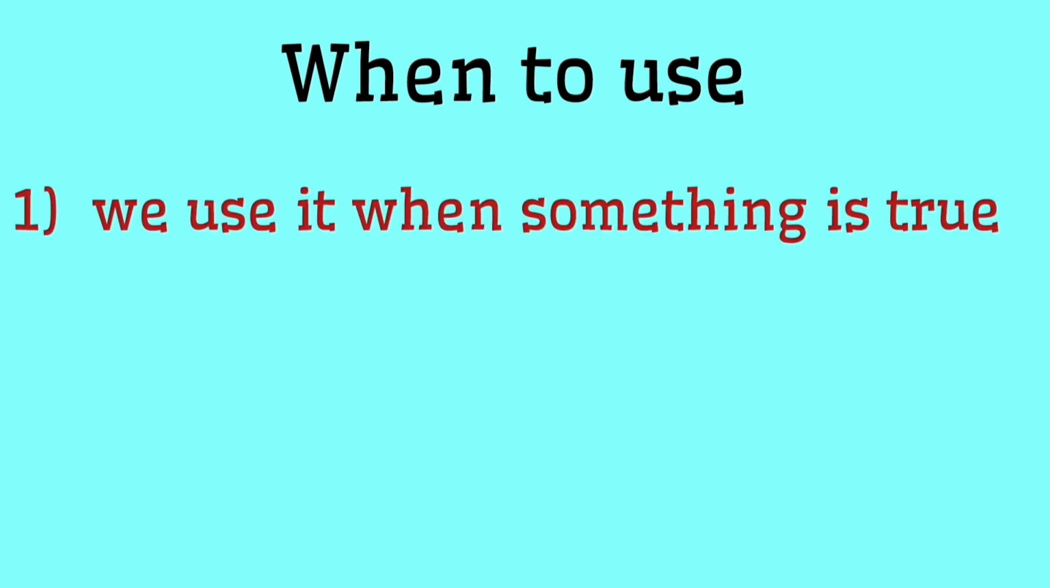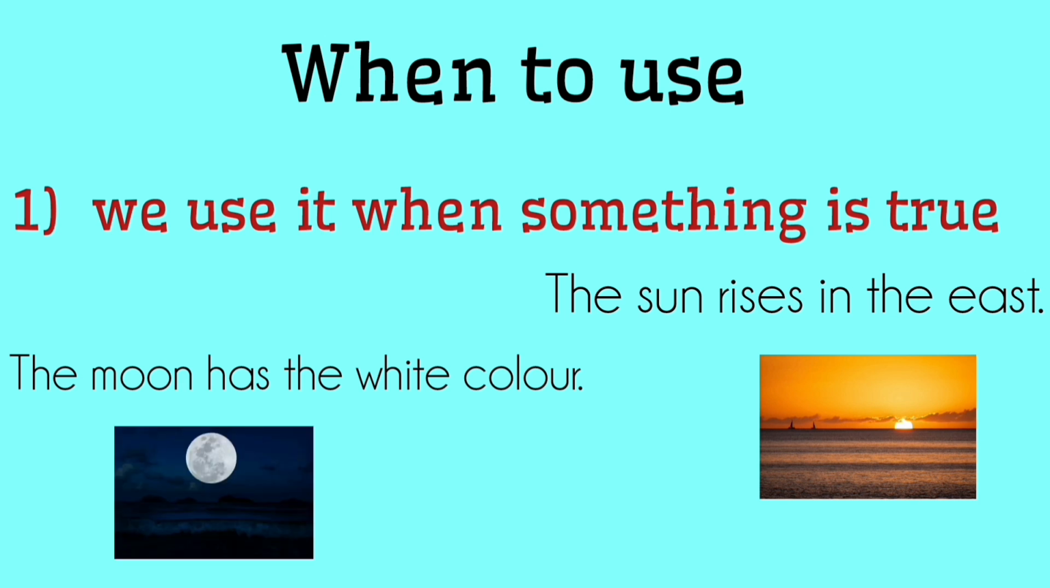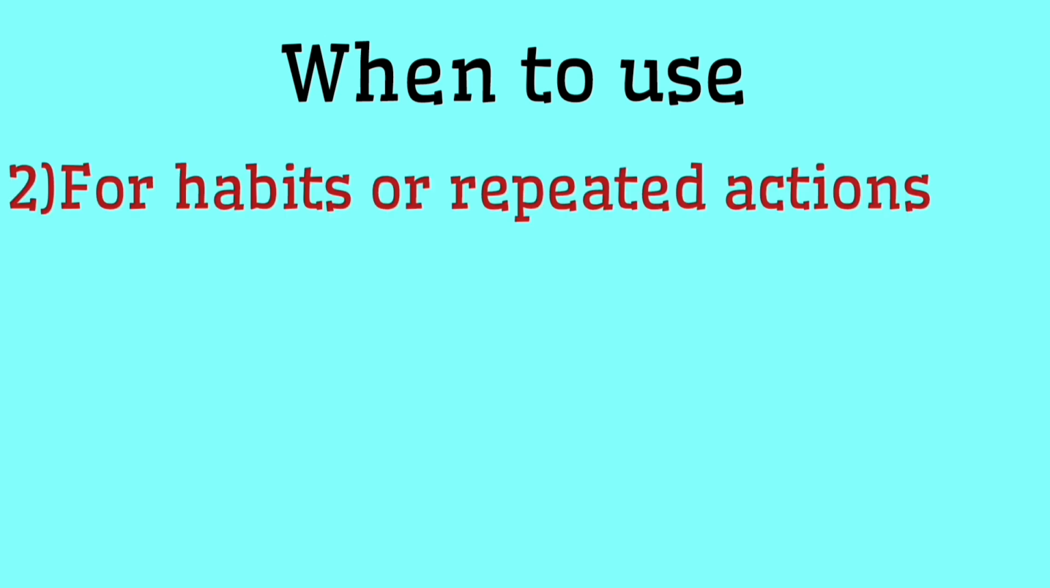Now look at when we use the present simple. We use it when something is true. For example, the sun rises in the east. True. The moon has a white color. True. We use present simple for habits or repeated actions.